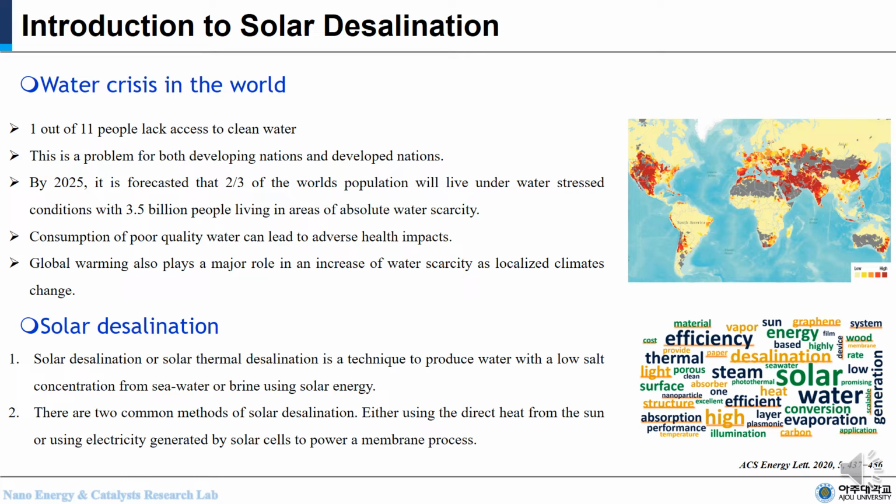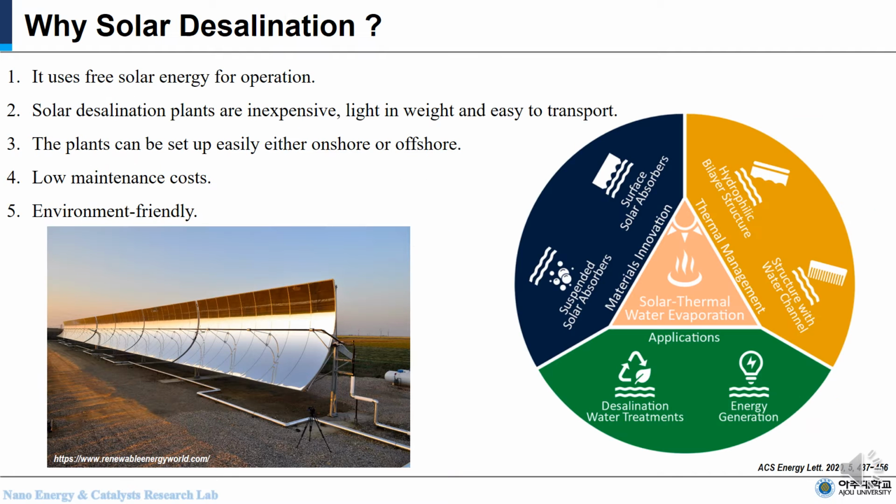So what is solar desalination? Solar desalination, or solar thermal desalination, is a technique to produce water with low salt concentration from seawater or brine using solar energy. There are two common methods of solar desalination: either directly using the heat from the sun, or using electricity generated by solar cells to power a membrane process.